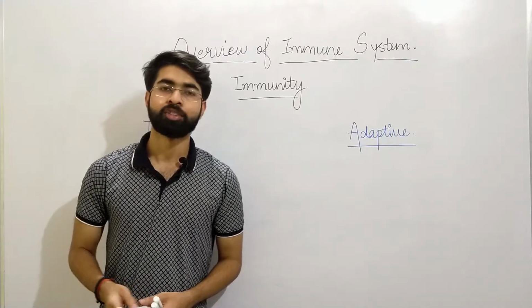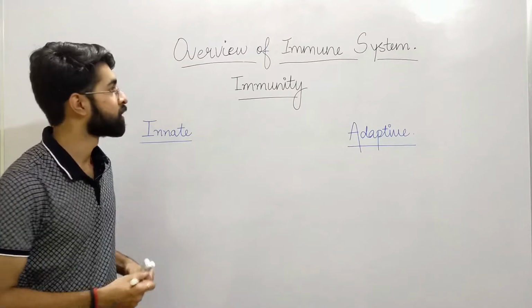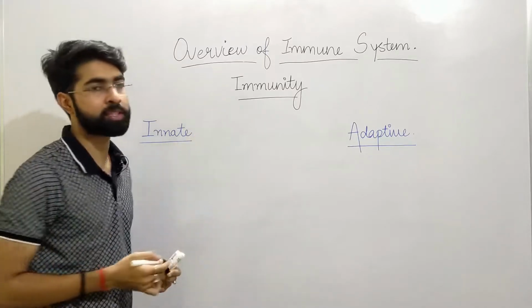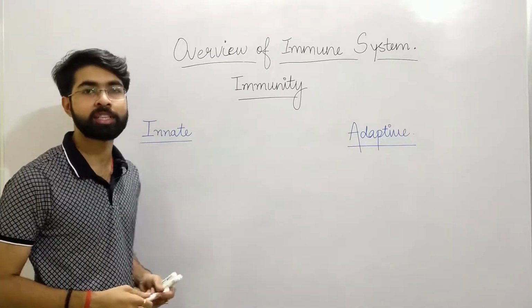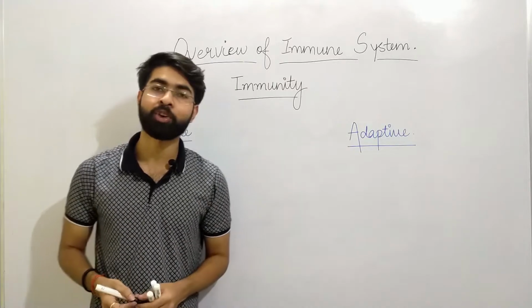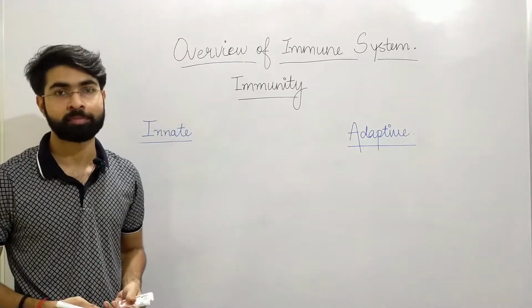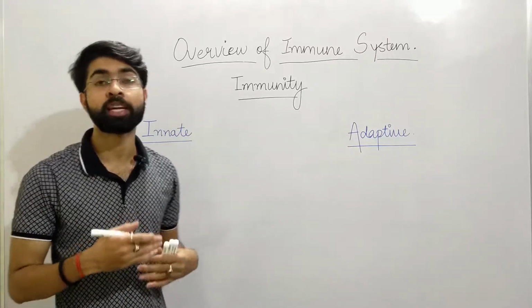Hello guys. Now we'll be studying the classification of the immune system, the overview of the immune system, and it is divided into two parts. First is the innate immune system and the next is the adaptive immune system. First we'll be talking about the innate immune system.